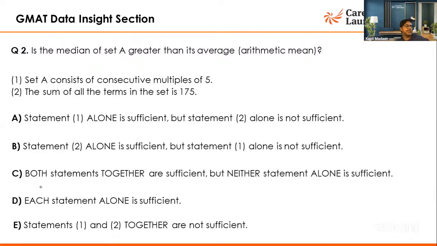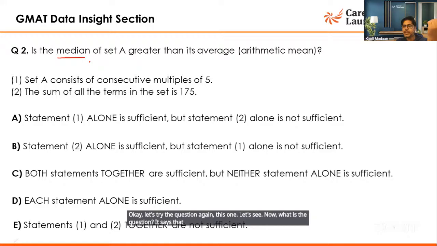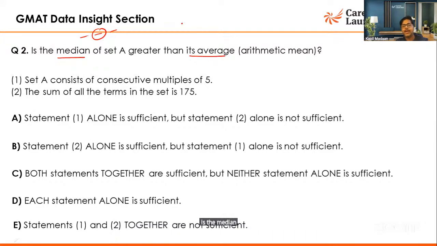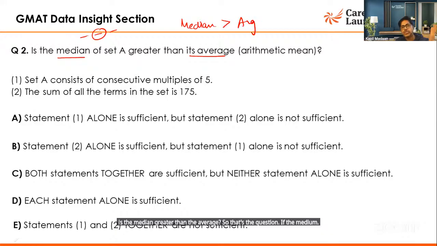Okay, let's try the question again. This one. Let's see, what is the question? It says median. Median again is the middle value, right? If three readings, that's the middle value. Is the median greater than the average? That's the question.